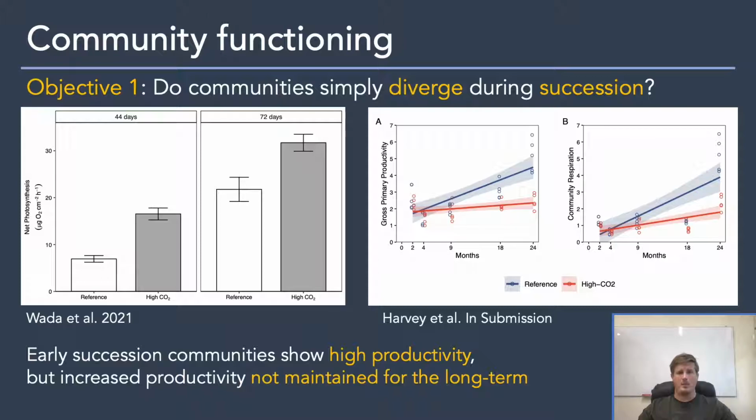But when we then look on the longer term, so this is using the tiles from the longer term experiment in the previous slides, we actually found that this boosting was no longer maintained. And so when you looked at the longer term months, so up to 18 months and 2 years, you would see a greatly increased productivity and community respiration in the reference communities, but you would actually see minimal change in the high CO2.